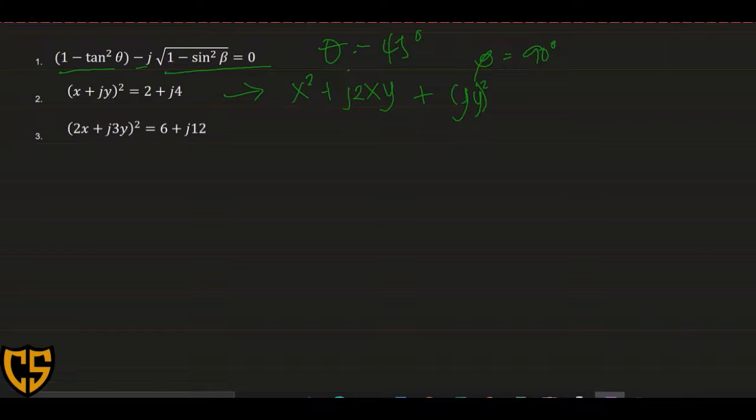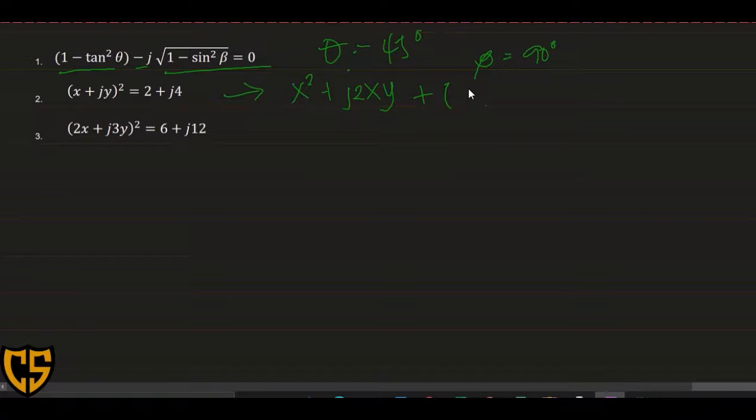Okay, so erase na lang kayo para mas maintindihan. So we have the quantity of (x + jy) squared, which is equal to 2 plus j4. Then take note lang of the value of your j squared.